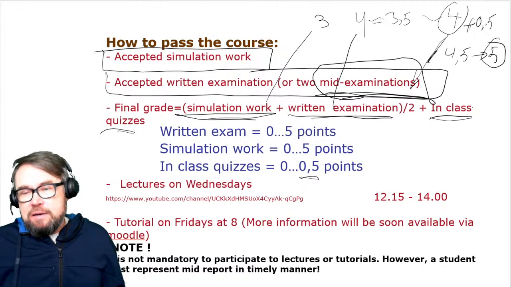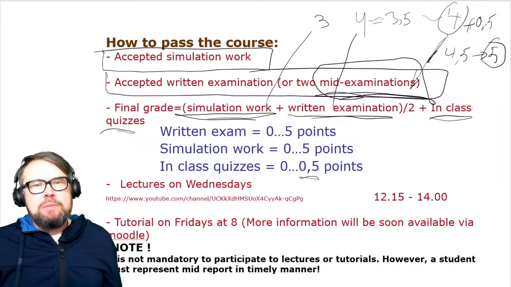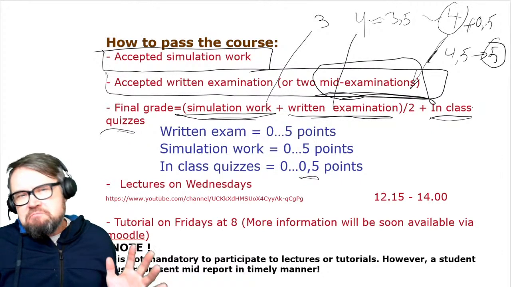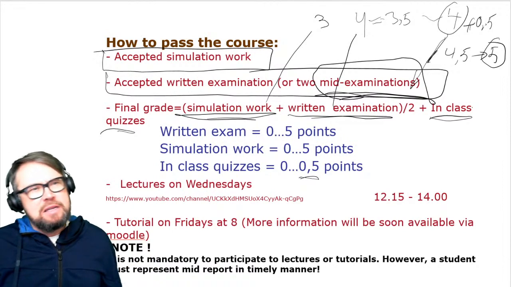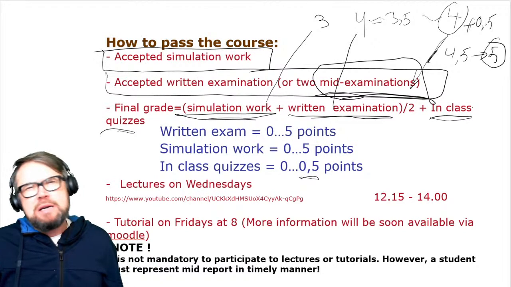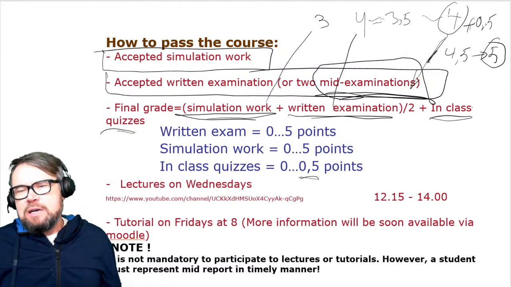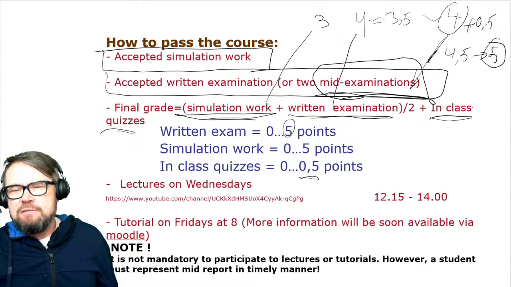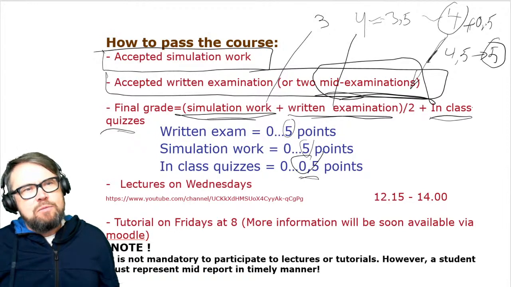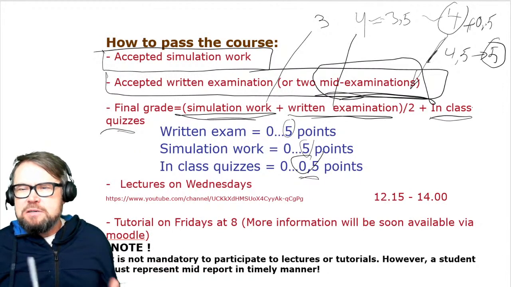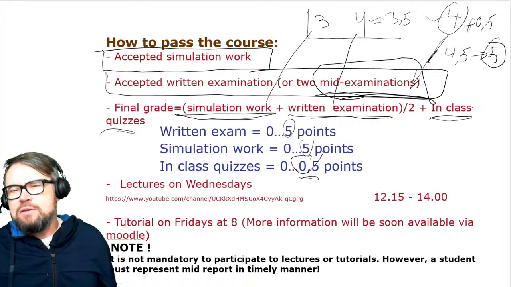So that tells you one possible way you can score 5. But remember that the maximum grade is 5. So make sure you're following something that is called the principle of minimum energy. Don't overdo the course, because by overdoing you can get 5 from the written exam, 5 from simulation work, 0.5 from in-class quizzes. That would mean that you will get 6 from the course, which I'm unable to give to you. So make sure that this would be the optimal way to do it.